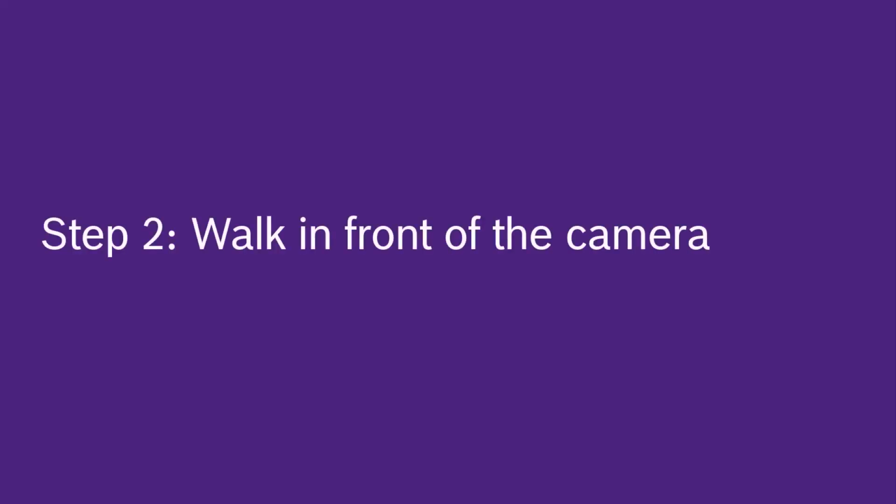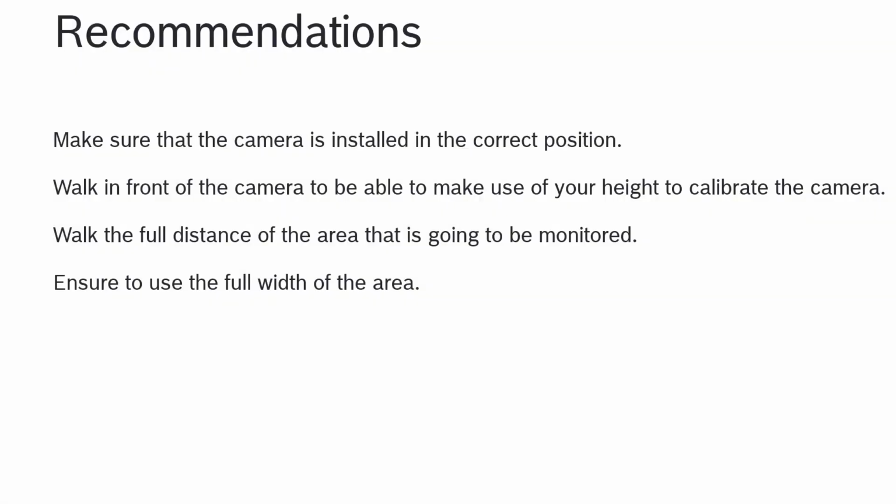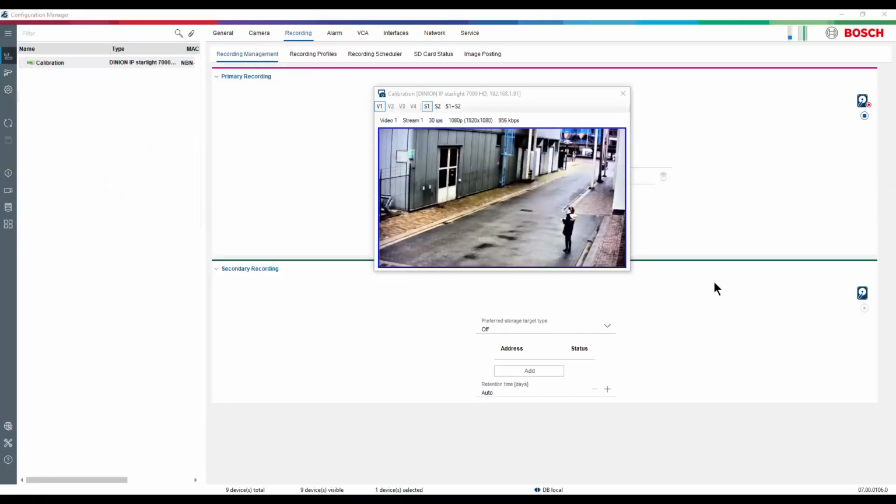The second step is to record yourself, walking in front of the camera. Recommendations: make sure that the camera is installed in the correct position. Walk in front of the camera, to be able to make use of your height, to calibrate the camera. Make use of the full width of the area, walk the full distance of the area that will be monitored.